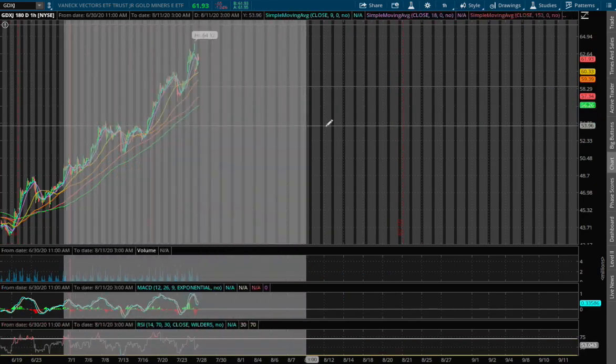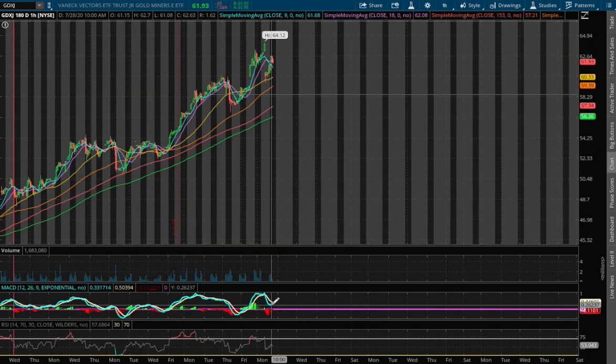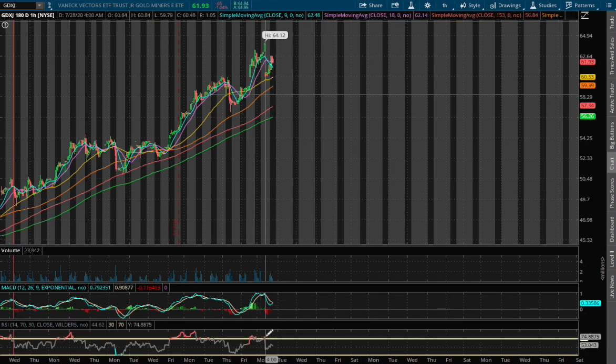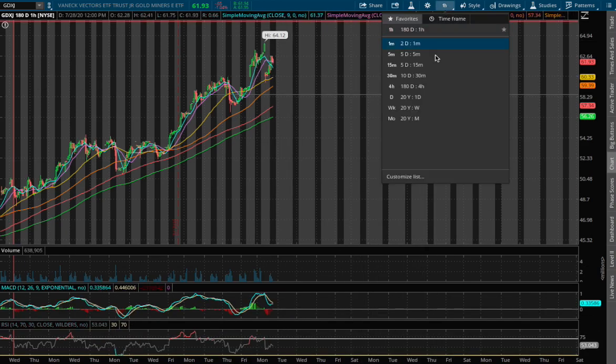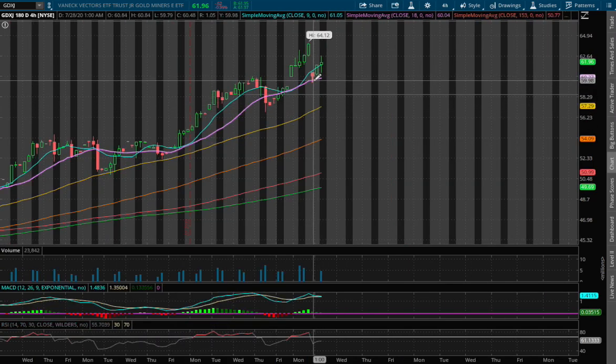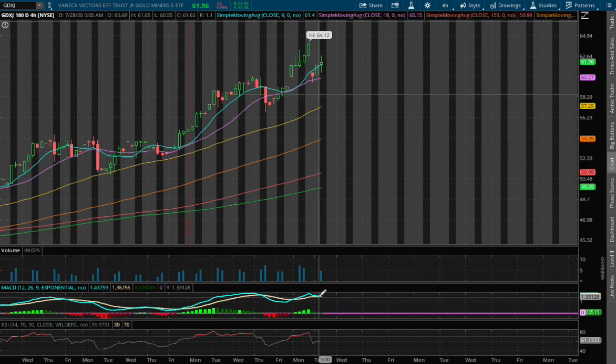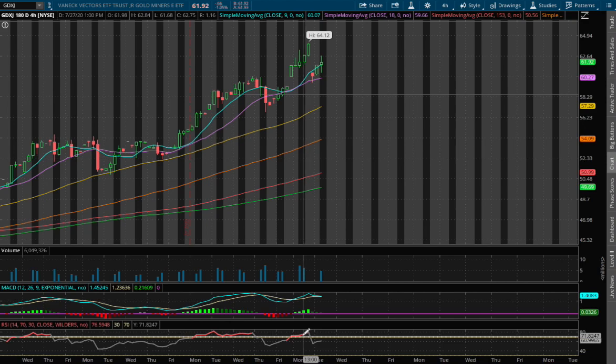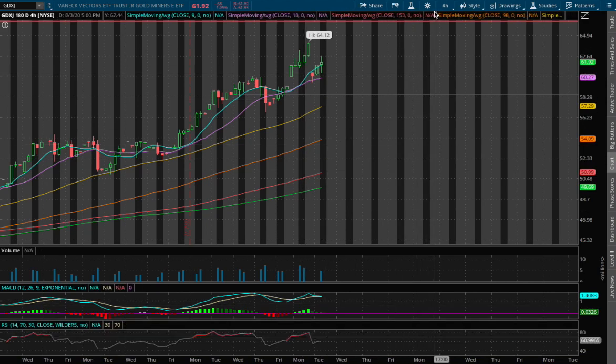On the 1 hour chart, we are approaching a negative MACD after being overbought on Monday. As for the 4 hour chart, we bounced right off the 18 moving average, this purple line, and we start to see a divergence in play for the 4 hour MACD, and we were also overbought on the RSI.